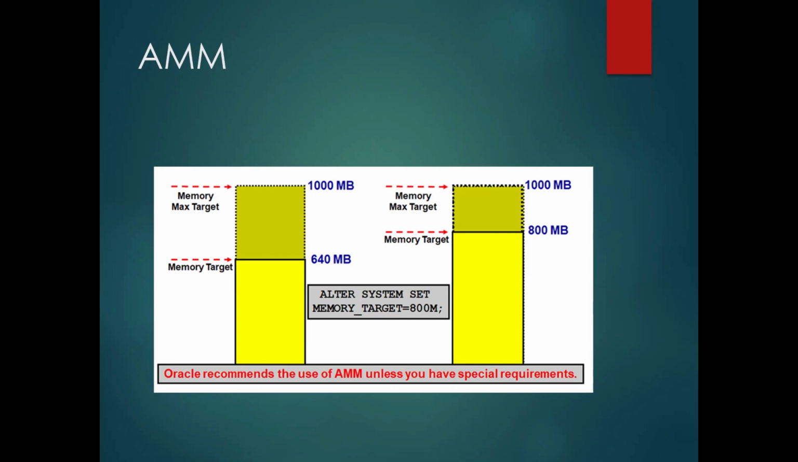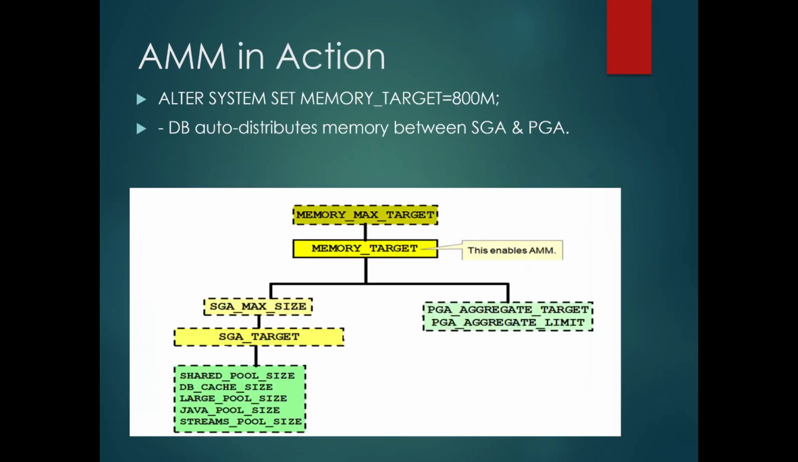ALTER SYSTEM SET memory_target = 800M. Then your memory is going to be accessed automatically, it will be enabled, and it will access up to 800. Actually, in your environment, if you are using AMM, it is Oracle recommended. So no need to go and change the memory_target every time. It will take care of that up to the maximum limit. If you are enabling AMM, Oracle will take care of the memory part, so it will be managing itself.